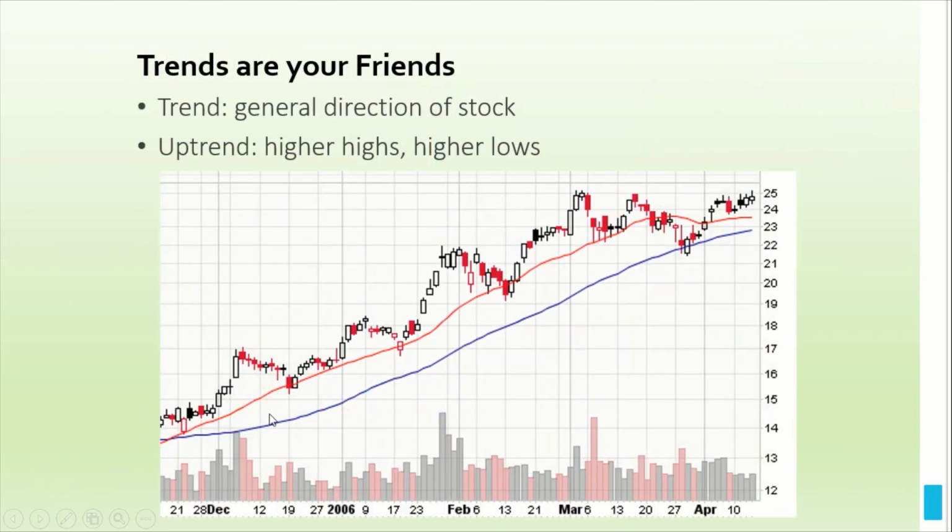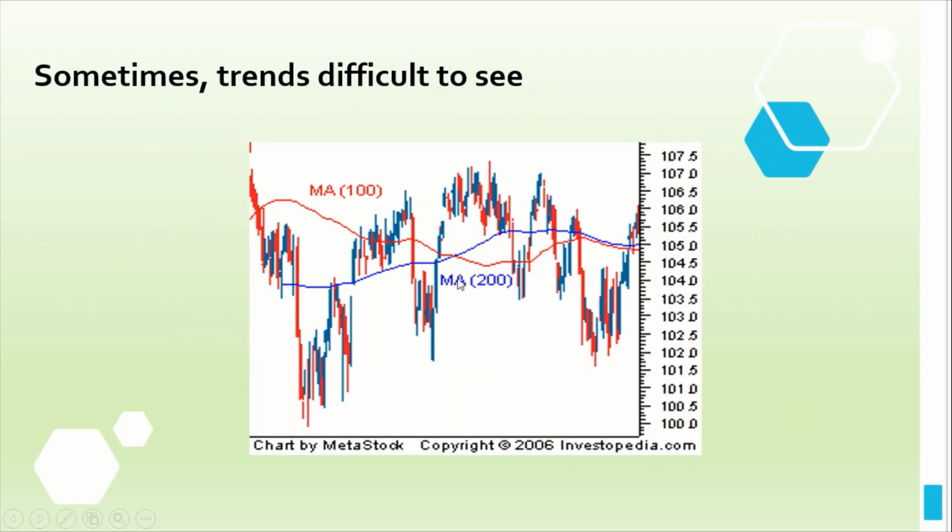Okay, now this is what we call a trend. So, this one is very obvious. This is an uptrend. Okay, so pag sinabi mong trend, this is a general direction of your stock. Okay, so meron tayong uptrend, meron tayong downtrend, and then there are higher highs and higher lows. Okay? Ano pa ba? So this is your higher highs and those are your higher lows. And sometimes trends are very difficult to see. Okay?